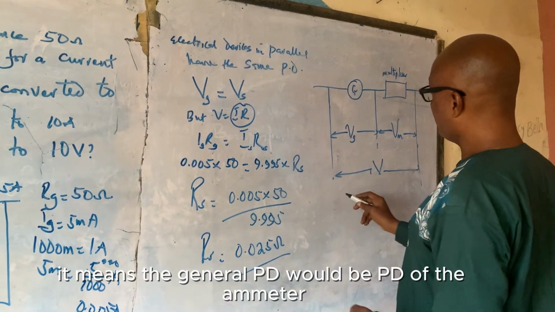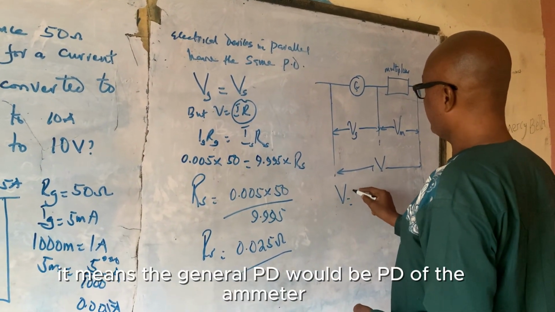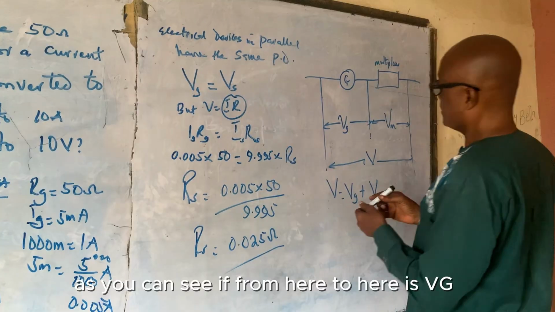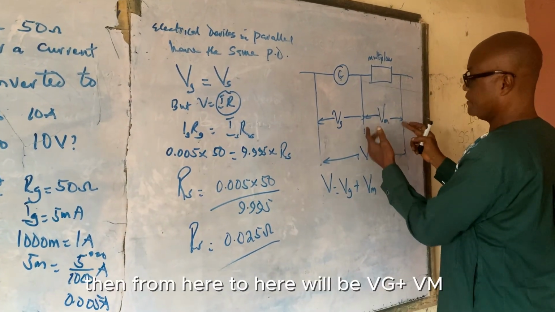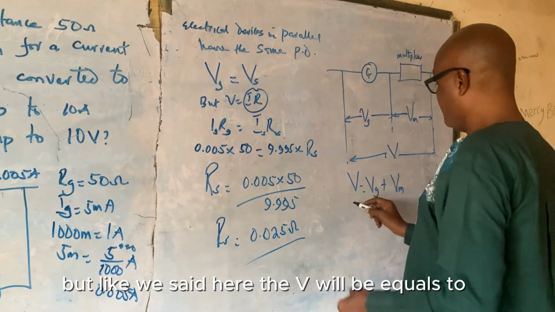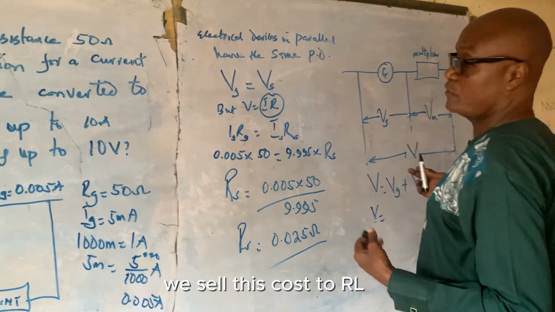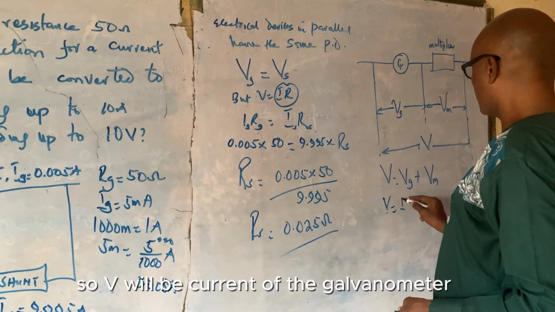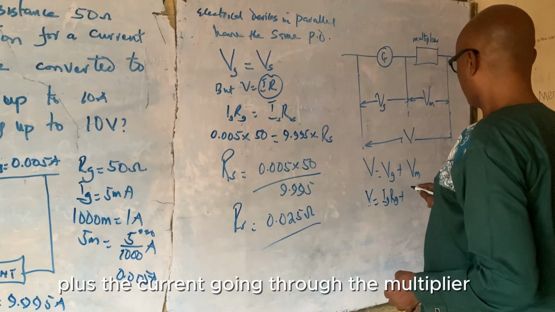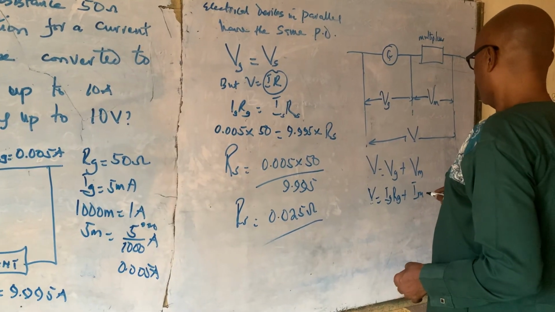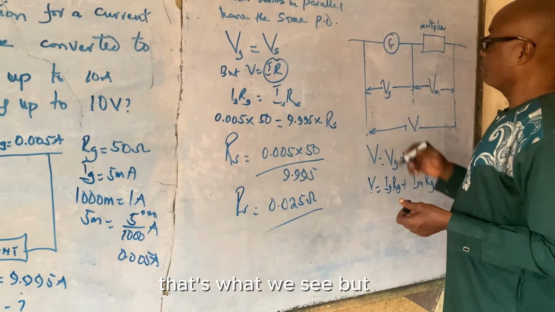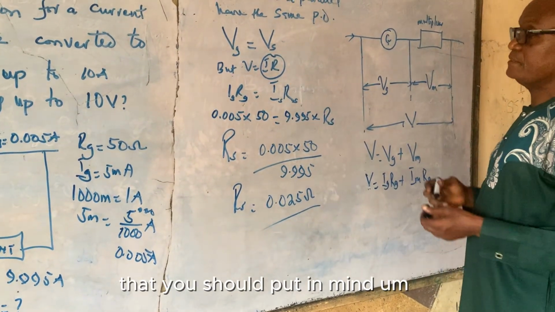From what we have seen, the general PD would be the PD of the galvanometer plus the PD of the multiplier. If from here to here is VG, and from here to here is VM, then from here to here will be VG plus VM. But like we said, V is equal to IR, so V will be the current of the galvanometer multiplied by the resistance of the galvanometer, plus the current going through the multiplier times the resistance of the multiplier.